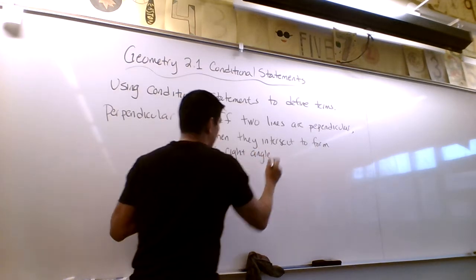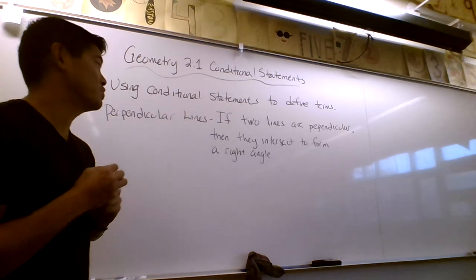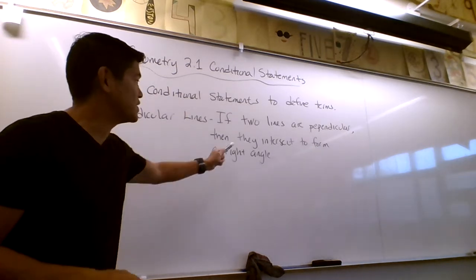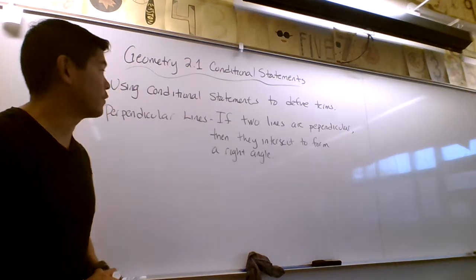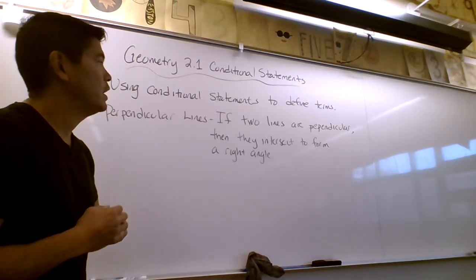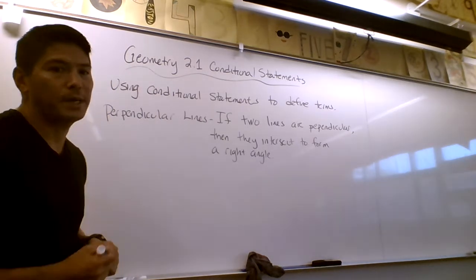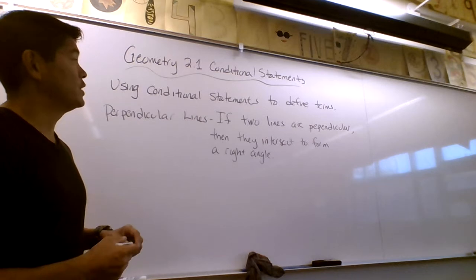I could have also written the converse of that. Instead of "they intersect to form a right angle," again, I need to identify what "they" refers to. So I would word the converse of this statement something like this: If two lines intersect to form a right angle, then they are perpendicular. And then that would be true as well.